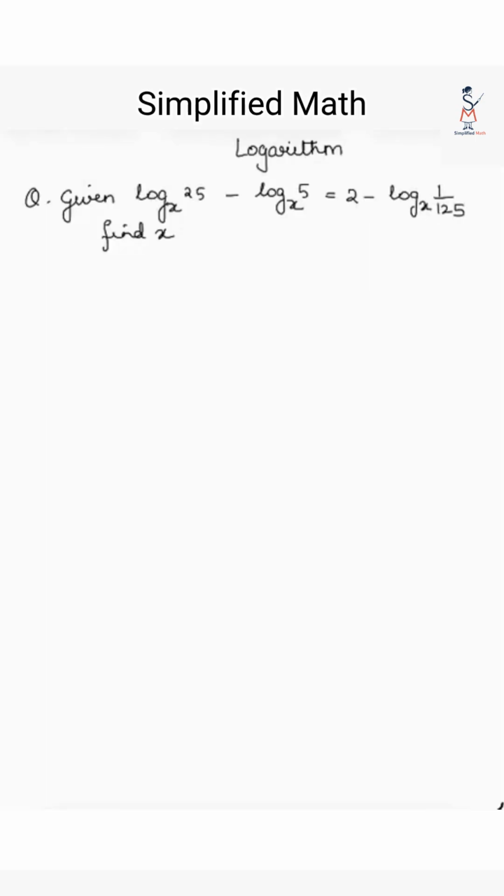Hi, we are doing logarithm. What is given in the question? Log 25 to the base x minus log 5 to the base x is equal to 2 minus log 1 by 125 to the base x. We have to find x.